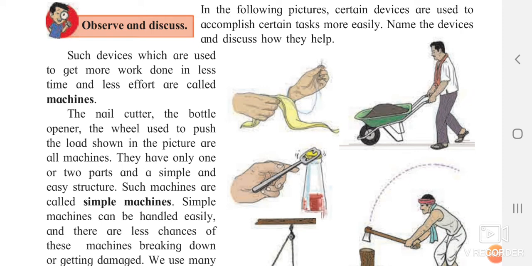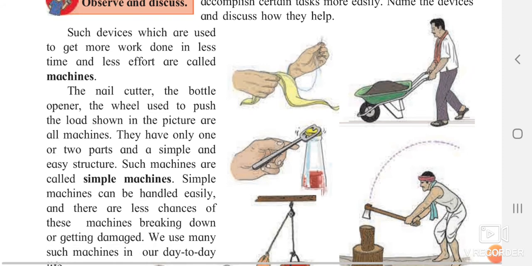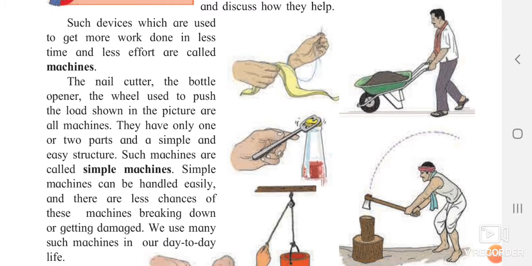The nail cutter, the bottle opener, and the wheel to push the load shown in the picture are all machines. They have only one or two parts and a simple and easy structure. So the machines which have a simple structure and consist of only two or three parts are said to be simple machines. But the machines which consist of many different parts, where the structure is complex, are said to be complex machines. We are going to study that later.